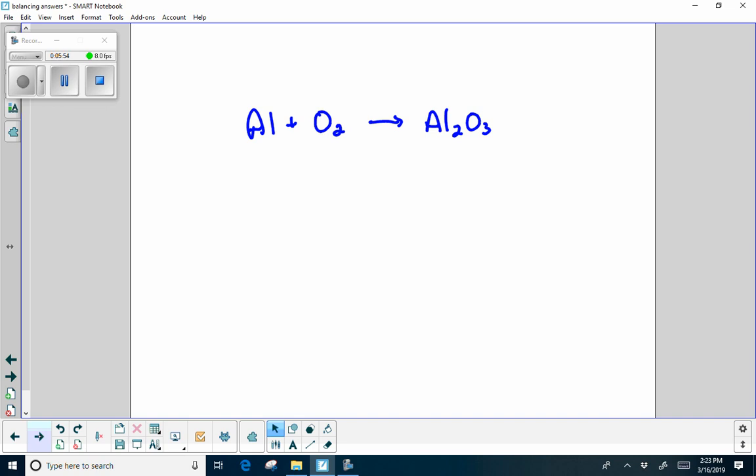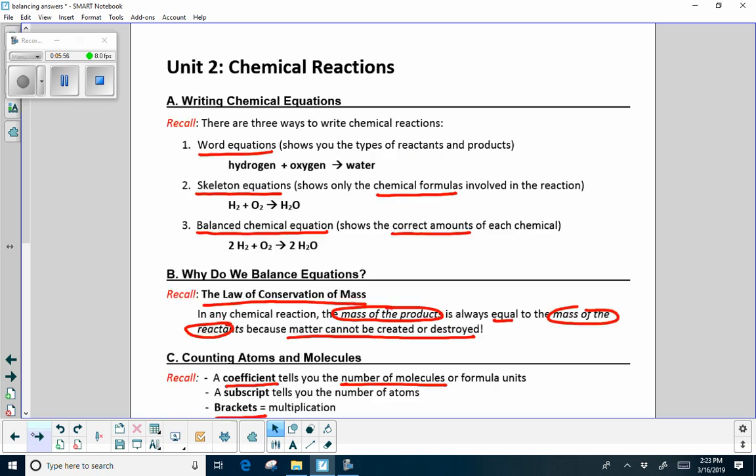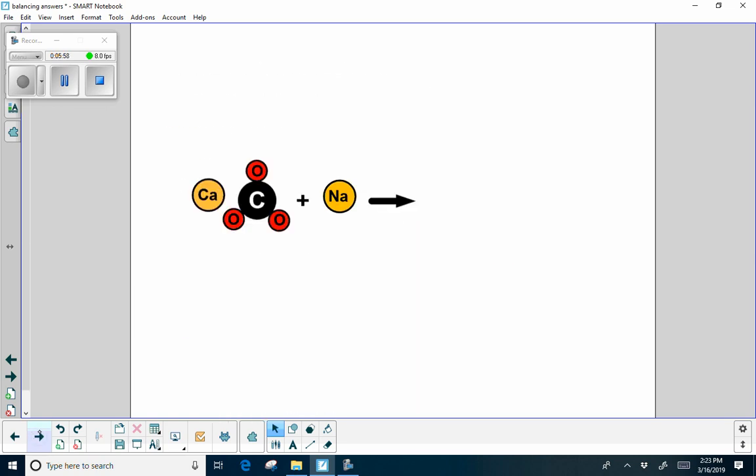Let's try a little bit more complex one. So let's look at this one here. What I have here is I'm going to have these substances. So we have calcium carbonate. Let me write this down. Calcium carbonate. And let's assume these are dissolved in water. And it's going to react with sodium, also dissolved in water.